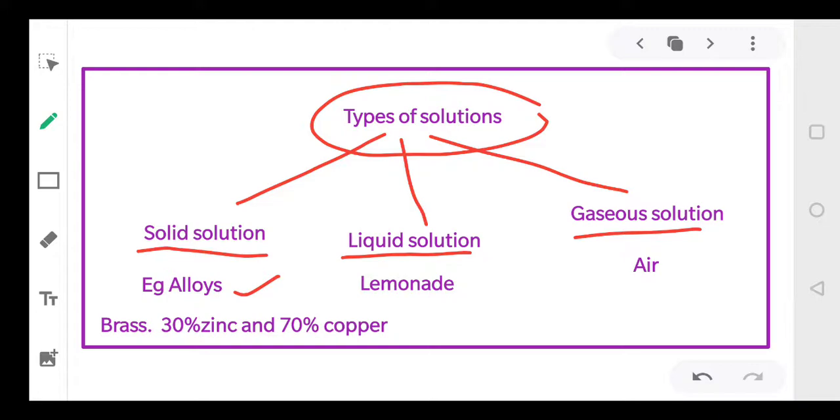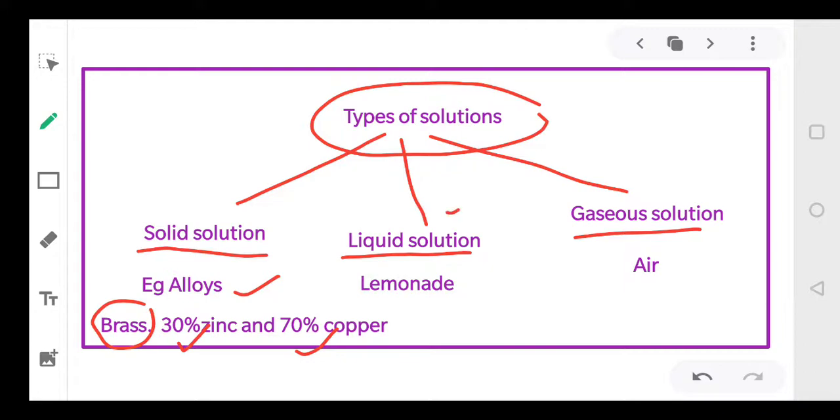So what are alloys, dears? Alloy is a mixture of two metals, or we can say it is a mixture of a non-metal and a metal. For example, your brass. Brass is an alloy. It is a solid solution. It contains 30% of zinc and 70% of copper.